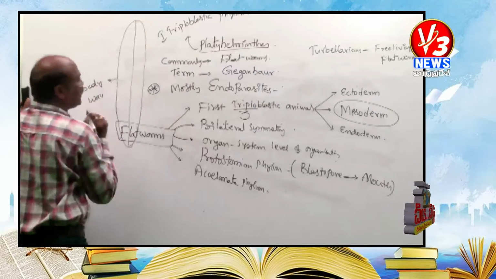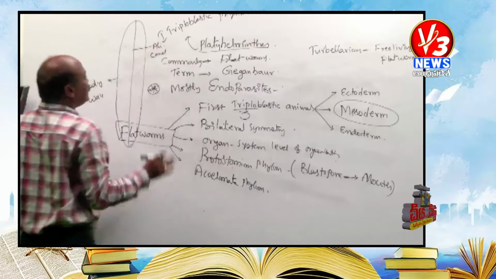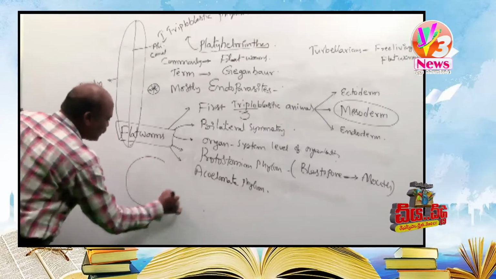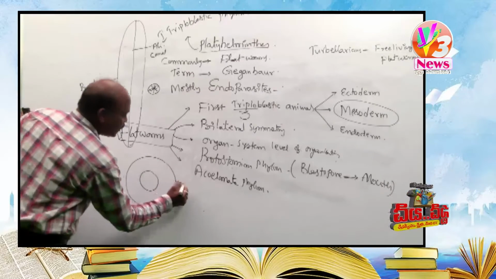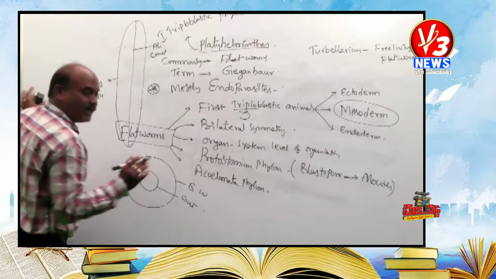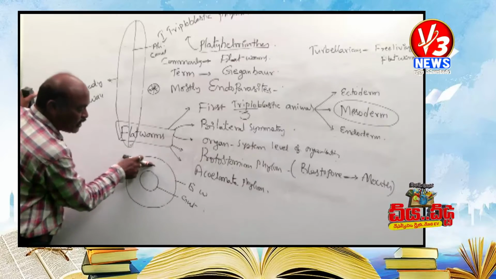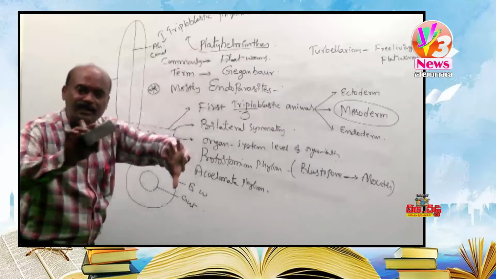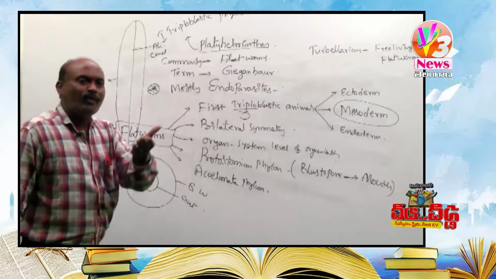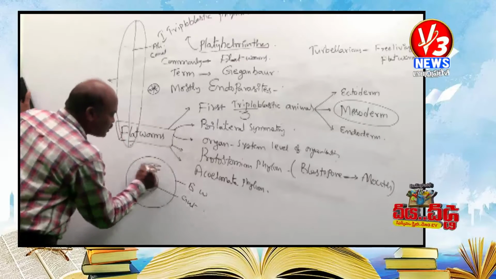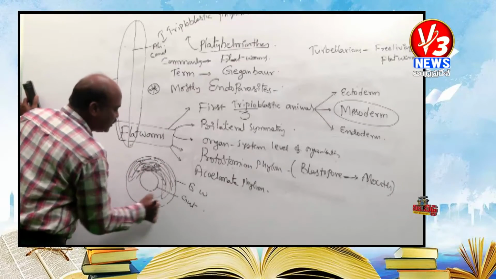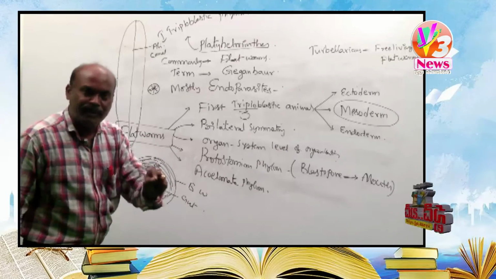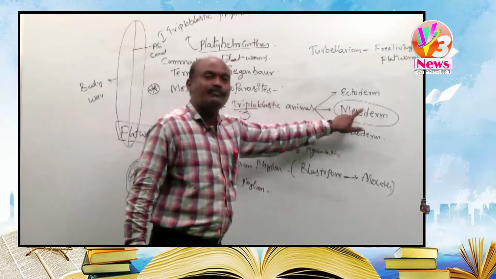And one more important character, the last one in today's class. This is an acoelomate phylum. A means absent. Coelom means body cavity. What is the coelom? I'll give a simple definition. For example, this is one organism. Here this is the body wall. This is the alimentary canal, that is the gut. The space present between the body wall and gut is called the coelom.